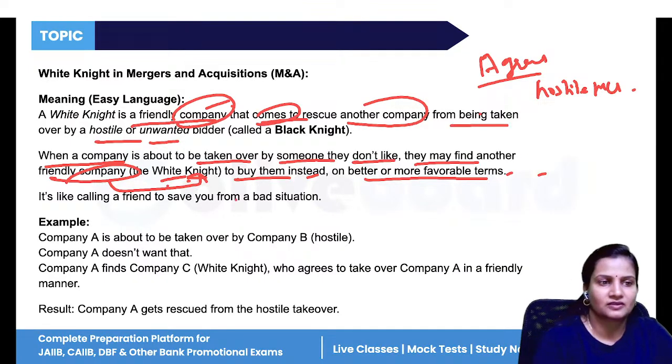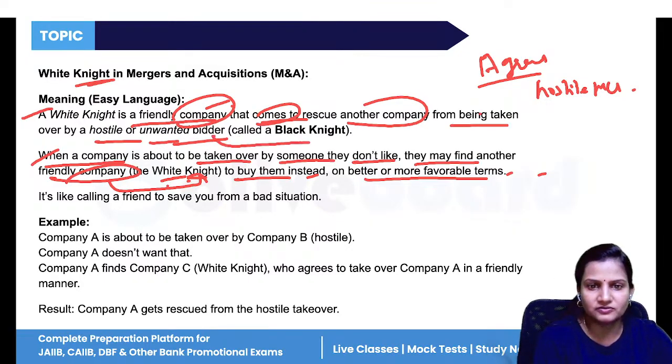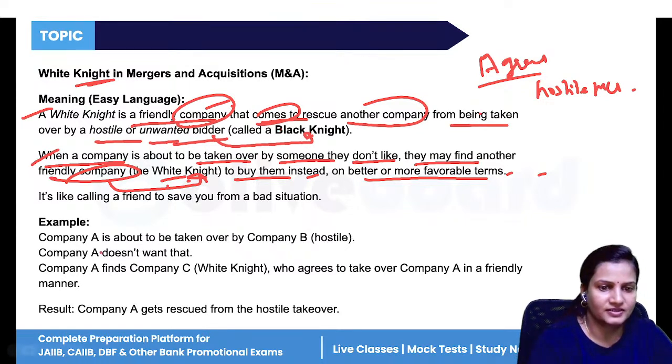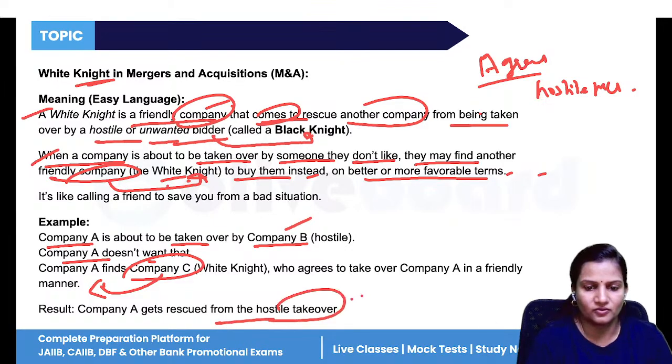Clear? So these are the two meanings of white knight. And unwanted bidder is what? Unwanted bidder is known as the black knight. See, suppose company A is about to be taken over by company B. Company B is what? Hostile company. Now company A does not want to get into company B. So company C will come and that company C will help company A from the hostile takeover.